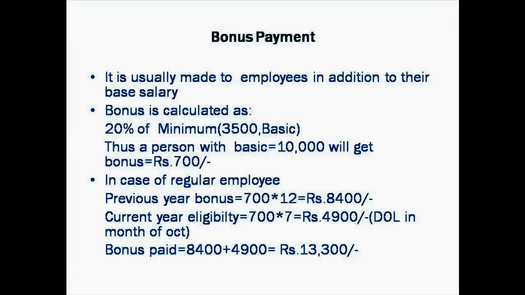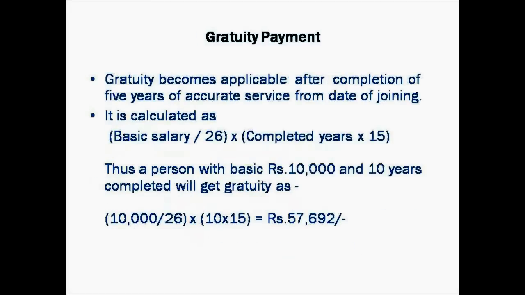Next we move on to the calculation part. First we have bonus payment on the list. Bonus is actually a one-time payment and usually paid in the month of October and November. It is calculated as 20% of the minimum of basic and 3500. Thus a person with a basic of rupees 10,000 per month will get a bonus of rupees 700. And when we talk about regular employees, previous year bonus along with current year eligibility will be paid.